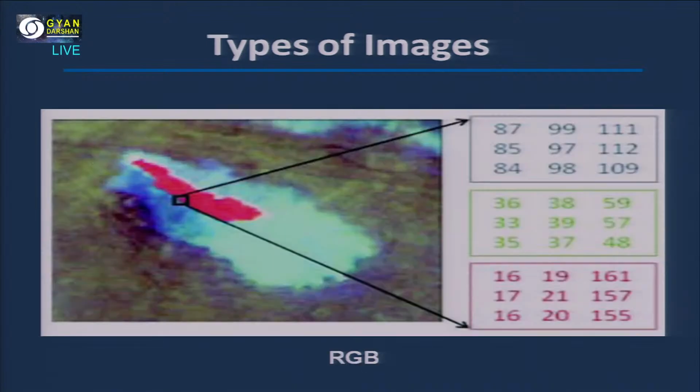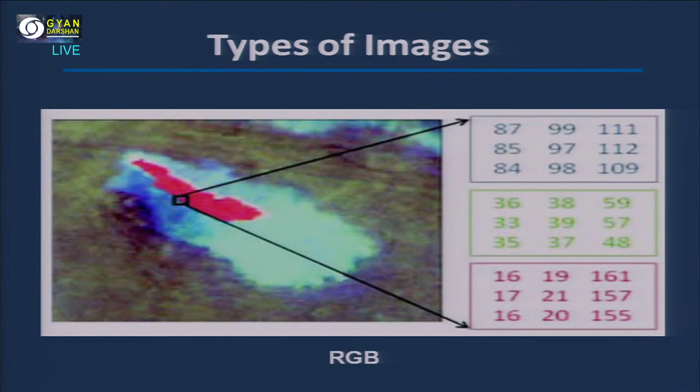This is the third type, which is known as the color image or the RGB image. In the previous two examples we saw individual bands. But in the case of the color image or RGB image, any three bands are combined to display the image in color. So this example has 3 bands, which are shown here.